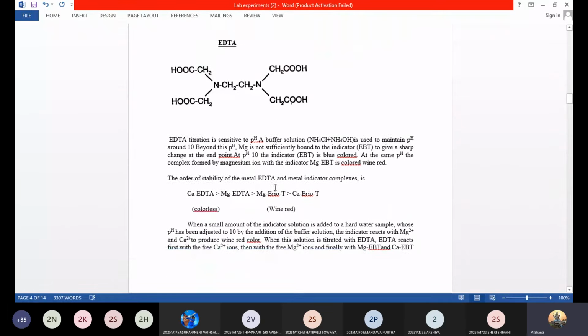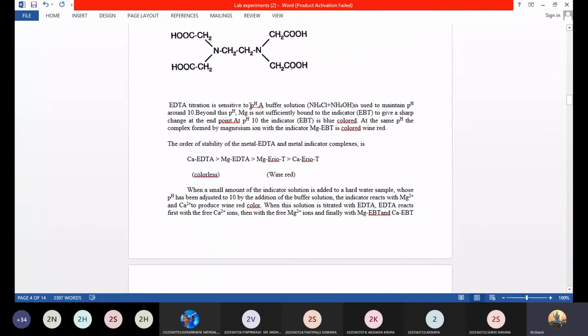Indicator, EDTA structure. Now, what is the pH used here? The EDTA titration is sensitive to pH. A buffer solution, this is a very important viva question. A buffer solution is a combination of a weak base and its salt with a strong acid. NH4Cl is a salt, and NH4OH is the weak base. So NH4Cl plus NH4OH is the buffer used for EDTA titration.